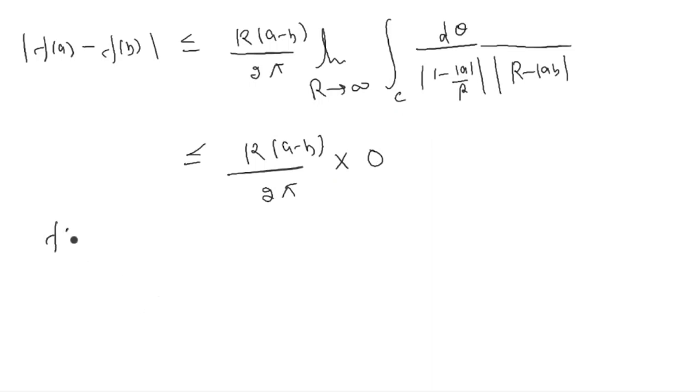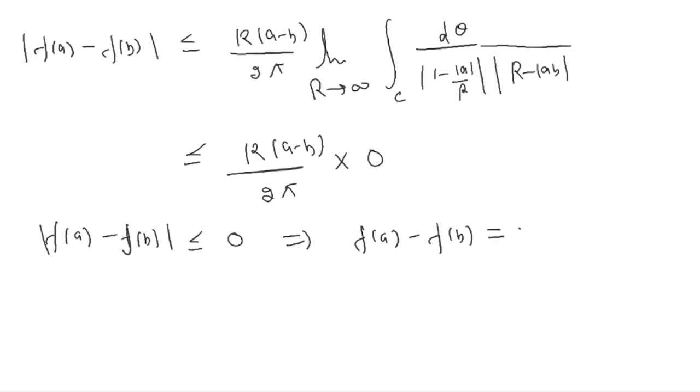It means |f of a minus f of b| is less than or equal to 0, which implies that f of a minus f of b equals 0. If the modulus of any number is less than or equal to 0, it means that number is equal to 0. This implies that f of a equals f of b, hence proved, for all a, b belonging to the complex plane.